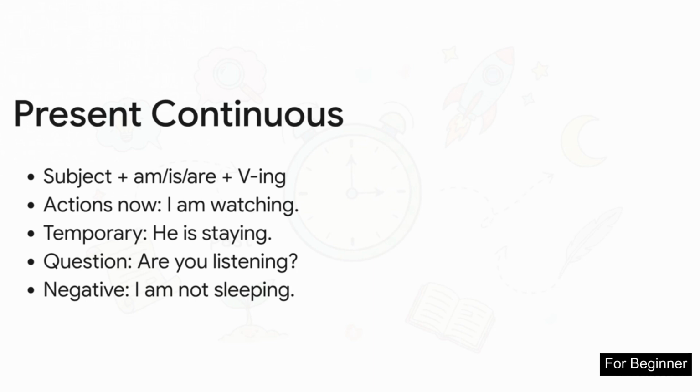To build this one, we combine the verb to be, that's am, is, or are, with an ing ending on your main verb. We use this to talk about actions that are in progress right now. Literally right now, like I am watching this explainer. It's also perfect for temporary situations. For questions, you just swap the subject and the to be verb around. Are you listening? And for negatives, you literally just drop in the word not.